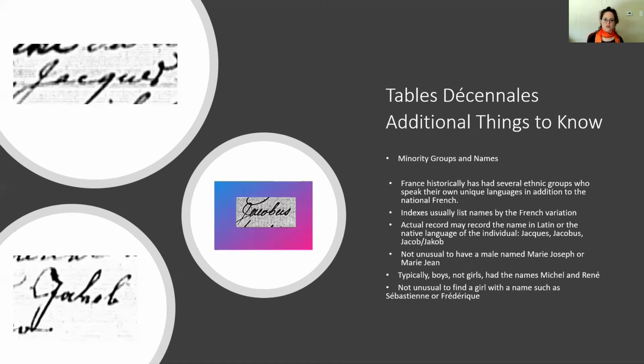Another thing to look out for is names that we might not think of as girls' names, like Sebastian or Frederick, can be girls' names. If they have an E on the end, that indicates it's a girl rather than a boy. So those are just things to keep in mind before you get started in using the records. So just be aware of that.